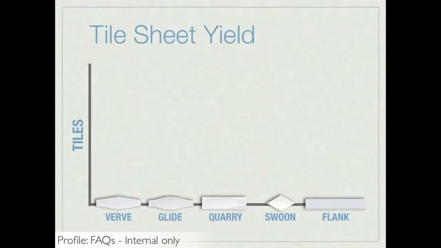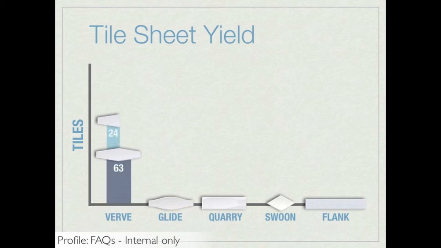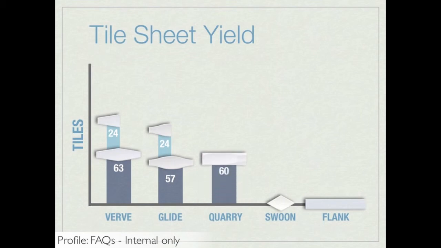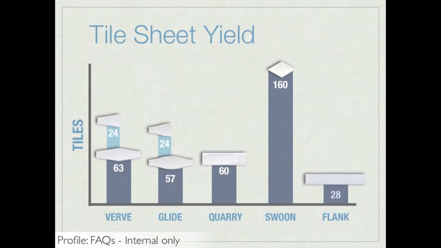How many tiles can I get out of a 4x8 sheet? Let's review the tile sheet yield for profile. Each tile type has a different sheet yield. For example, Verve yields 63 full tiles and 24 half tiles. Glide yields 57 full tiles and 24 half tiles. Quarry yields 60 full tiles. Swoon yields 160 full tiles. And Flank provides 28 tiles at various widths. We'll talk more about Flank tile yield in just a moment.